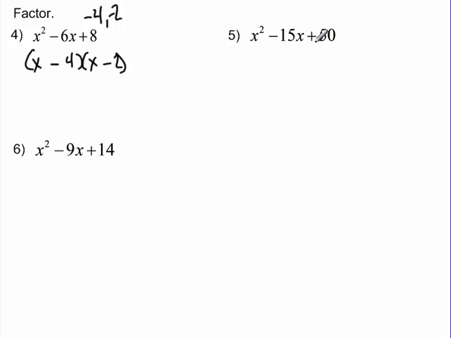Alright, number 5. I got a positive and a negative. So I know both my signs are negative, because positive tells me right here that they're going to be the same, and this one tells me they're both going to be negative. What are my factors of 50 that add together to give me negative 15? It would be 10 and 5. And then x and x. So we're moving a little bit faster. Why don't you try number 6 right now?